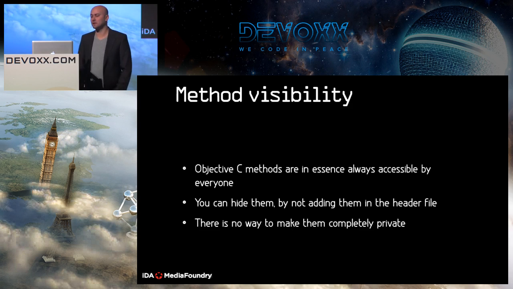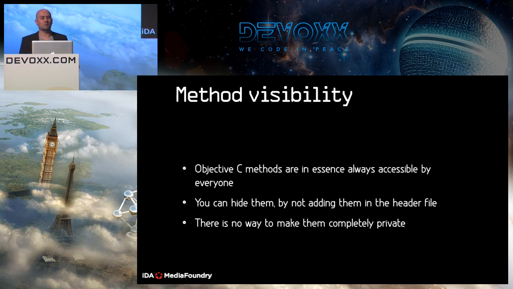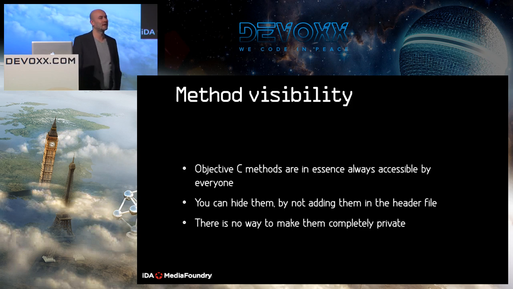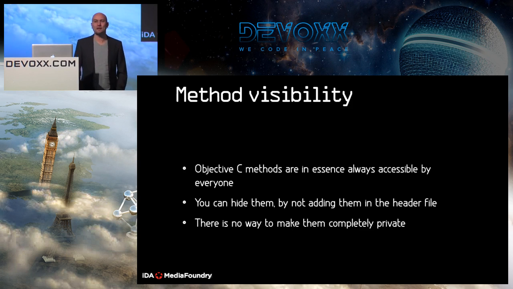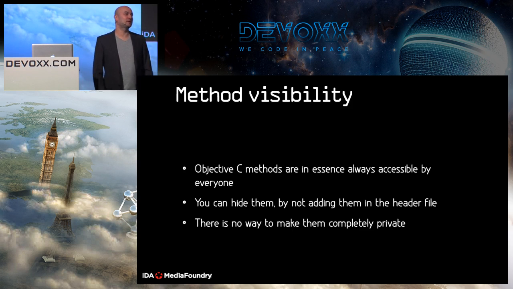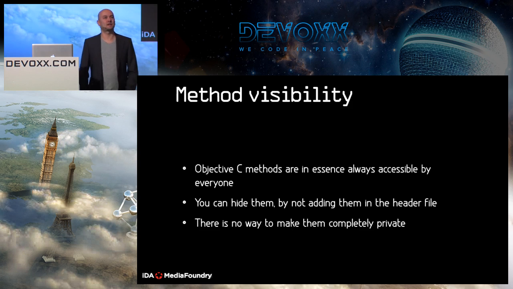Then let me talk about method visibility. So in Java, you know that we can make things private and we can make things public and we can make things protected and we can even make it package private. Obviously, we don't have that one in Objective-C, but we don't have the protected and we don't really have public and private neither. We only have visible and invisible. Invisible, you don't put the method in the header file, basically. Visible, you put it there.